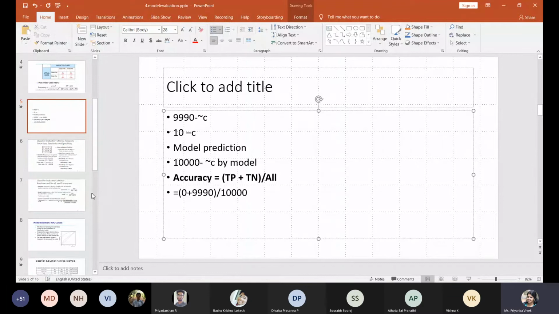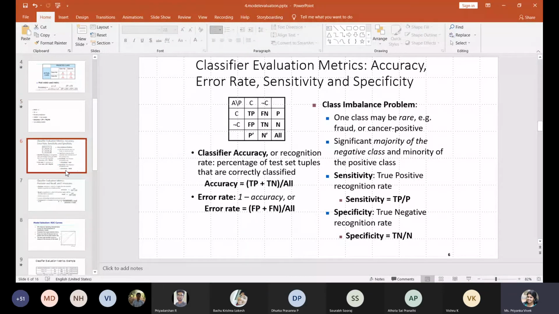One basic case is when your data has an imbalance. Any doubt in that?